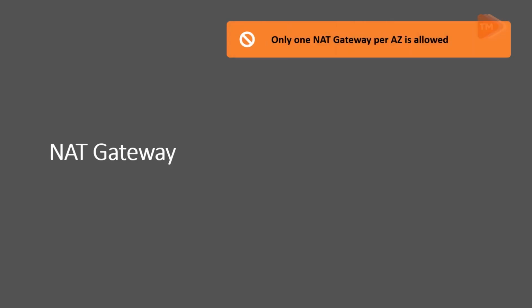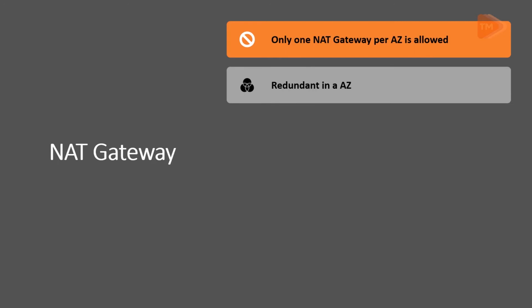So the solution that AWS came up with in a later update was the NAT gateway. Now, one NAT gateway is allowed per availability zone. That is a limitation for NAT gateways, but I think it should be good enough because it is managed by AWS, so it should not be a concern for you. It is redundant within an AZ, and you don't have to worry about the redundancy, because if a NAT gateway is created within an AZ, it would be redundant.